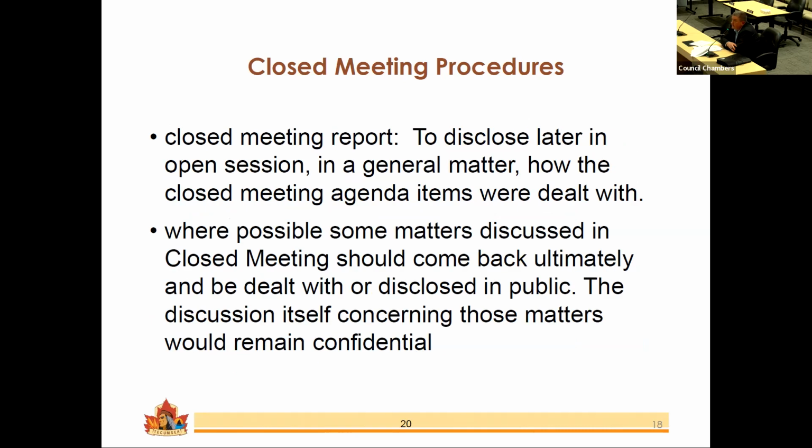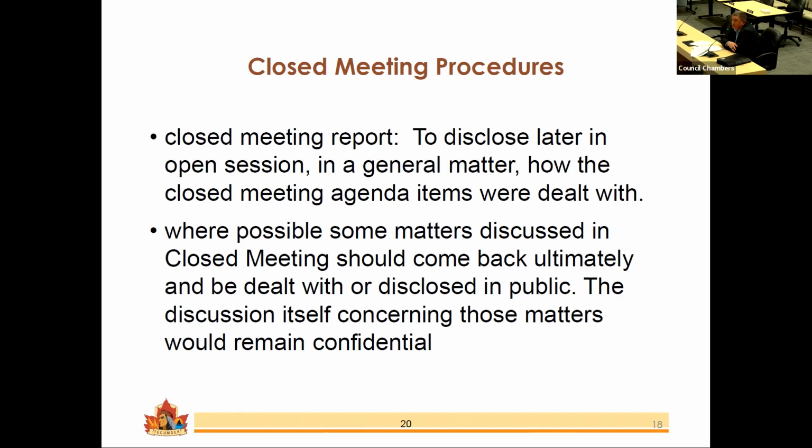Closed meeting report. Councils coming out of a closed meeting have an obligation to discuss later in open session, at least in a general manner, how the closed meeting agenda items were dealt with. And certainly a consideration, and to some extent it should be done where possible. Some matters that are discussed in closed session should come back ultimately and be dealt with or disclosed in public.